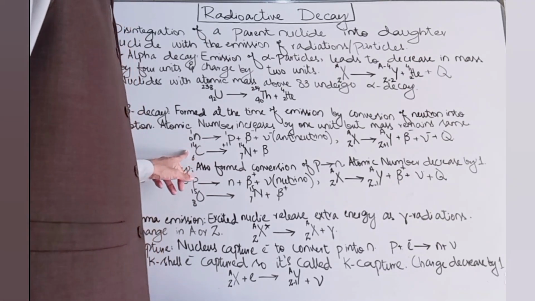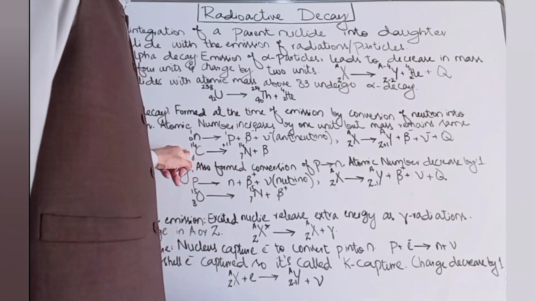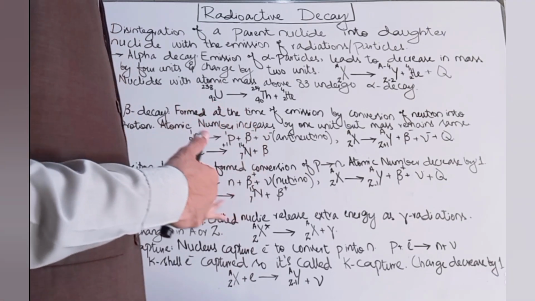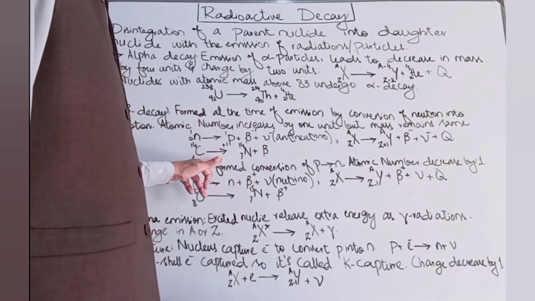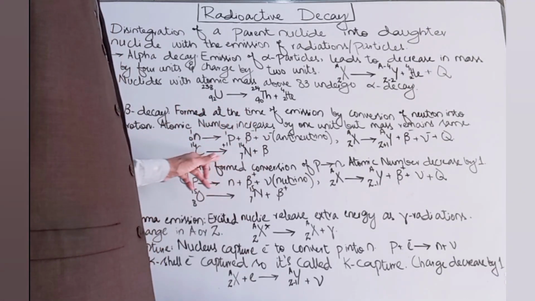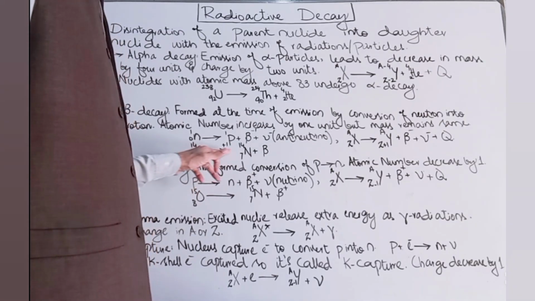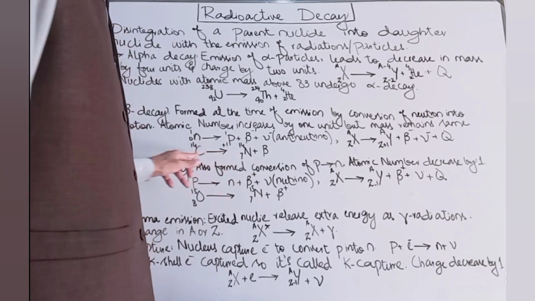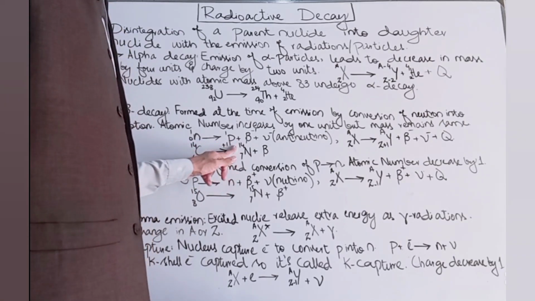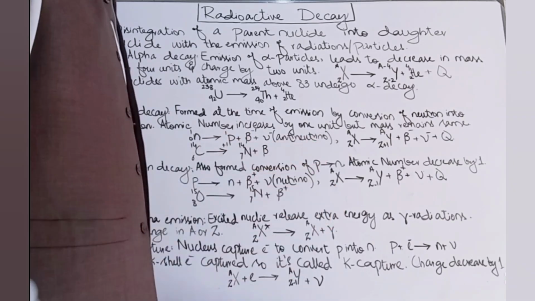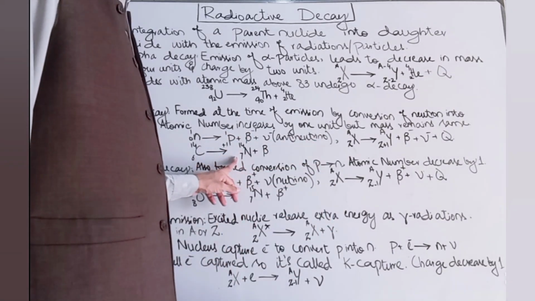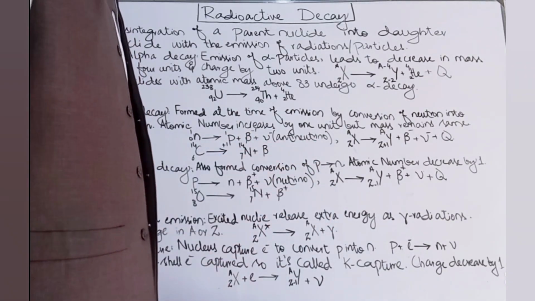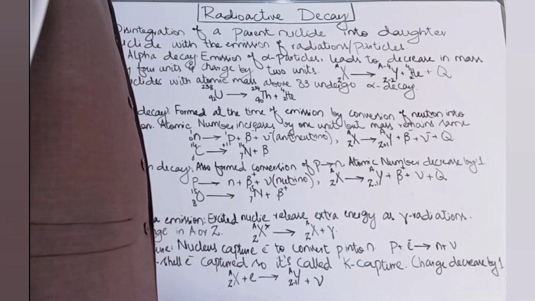An example here is carbon-14, an isotope of carbon, and it undergoes beta decay in which its atomic number increases by 1 unit, but the atomic mass remains the same. The element having atomic number 7 is nitrogen, so it's nitrogen plus beta minus. So this is about the beta decay.